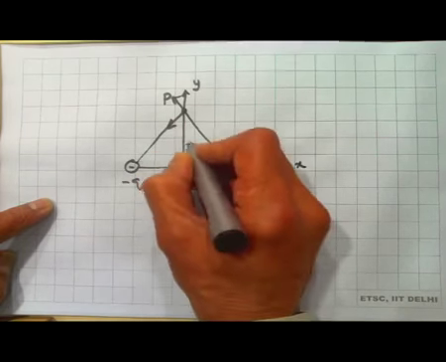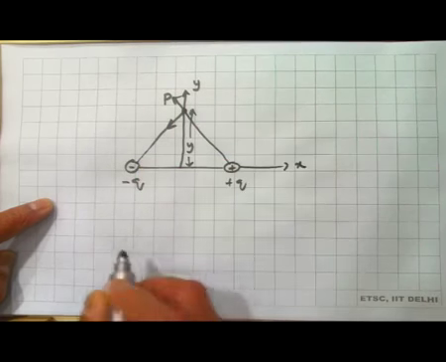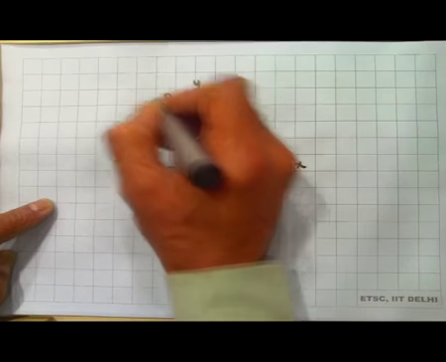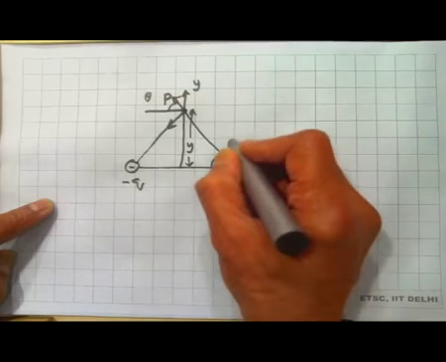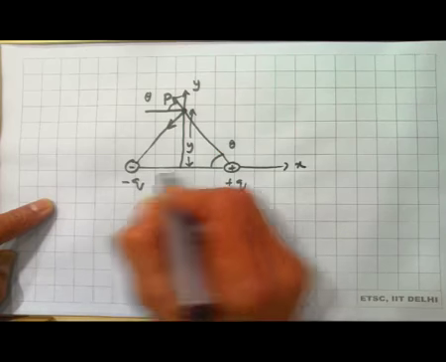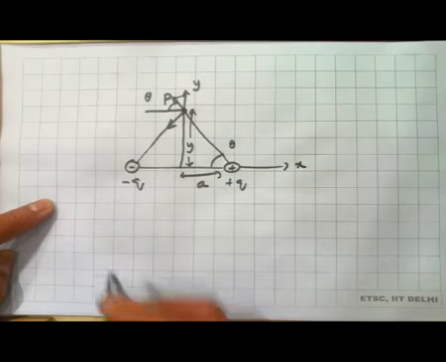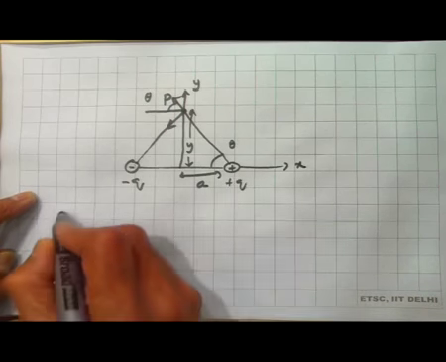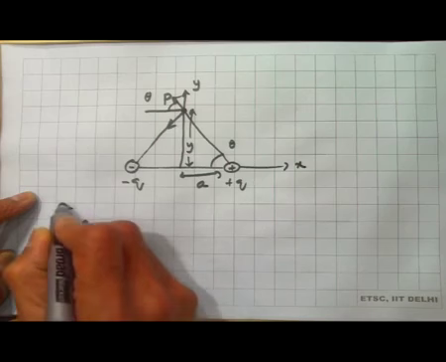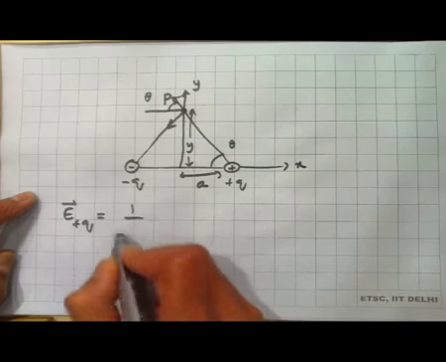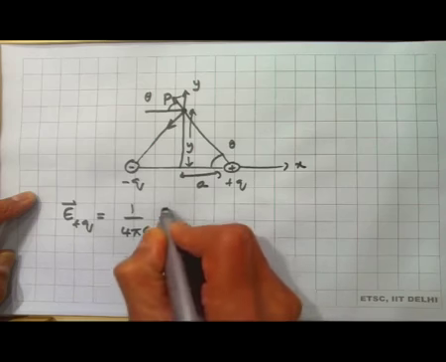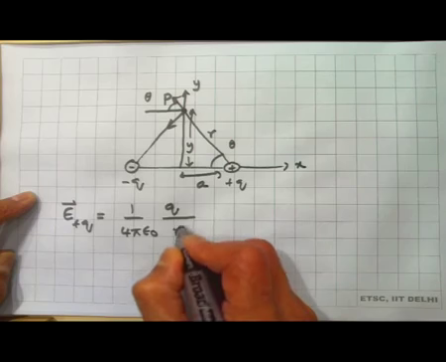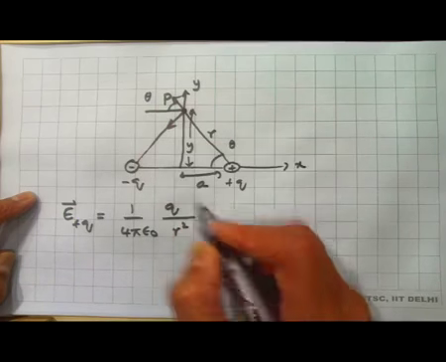So, let me assume this distance is y, and so let me draw a horizontal line here, and this angle I call theta, which is the same as this angle, and this distance is a. So, what is the electric field produced by the plus charge? So, let me write E plus q, 1 by 4 pi epsilon 0 q by distance square. So, let me call this r. So, r square, and it is along this direction.